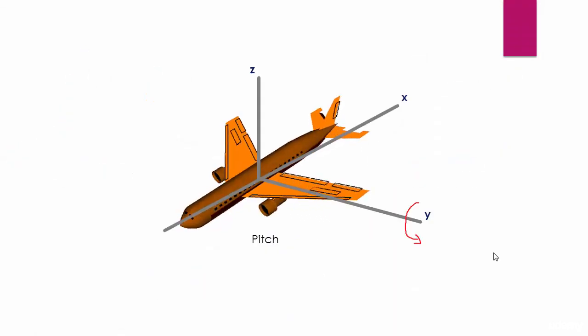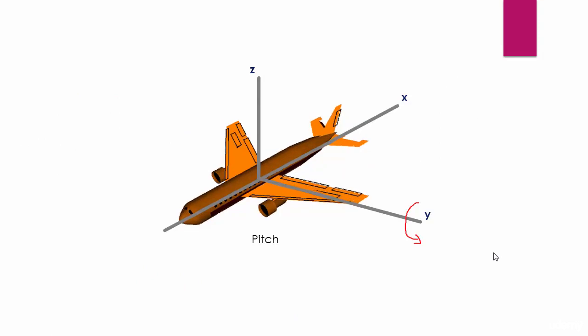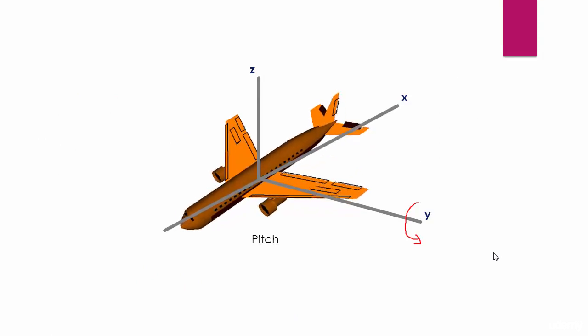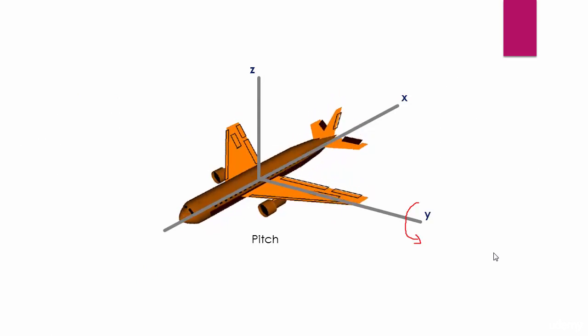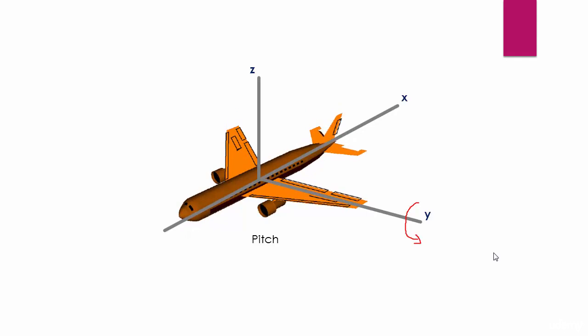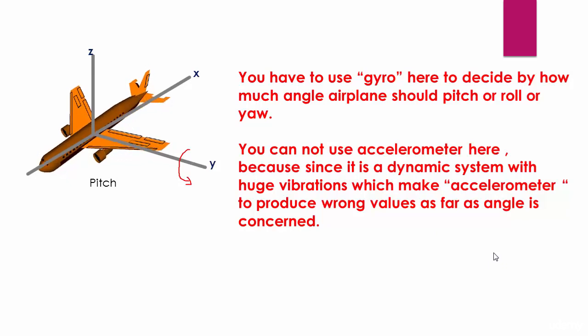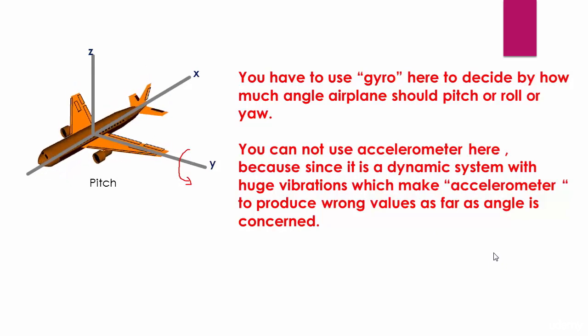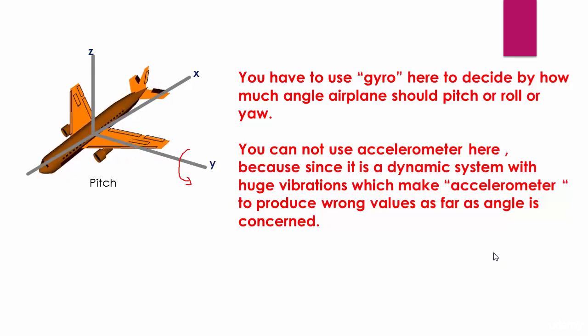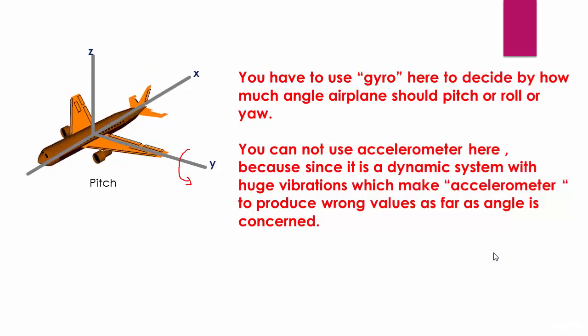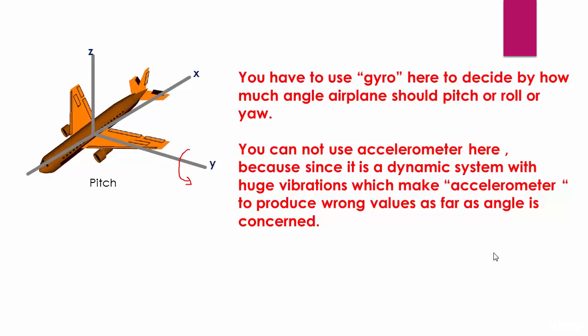Now let's say the aircraft wants to go down. So first its pitching angle must be varied, right? That means the nose must start pointing towards the ground. Now how do you measure by how much angle it should pitch? Because you cannot pitch randomly, right? You should pitch by some angle, right? And how do you decide by how much angle it should roll, etc.? Just imagine this can be your quadcopter.